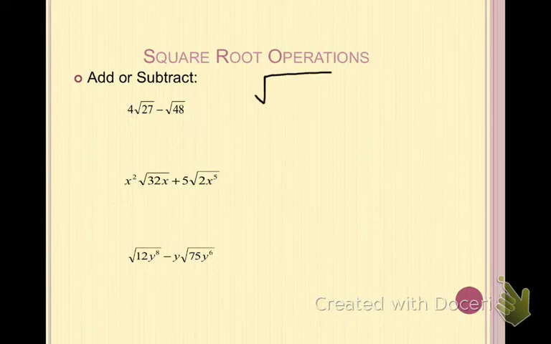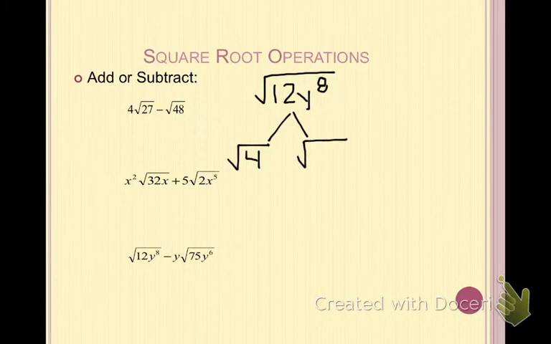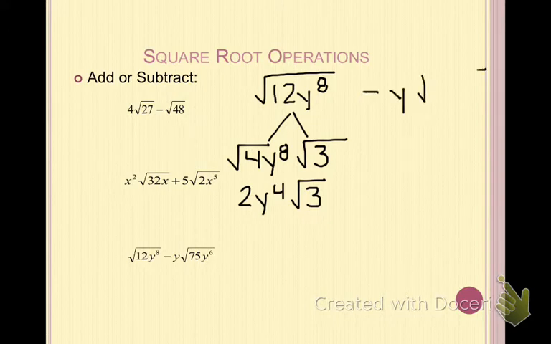So I have the square root of 12y to the 8th. In my good pile is going to go the square root of 4. In the trash is going to go the 3. Now y to the 8th is already an even exponent, so that whole thing's going over the good pile. And the square root of 4y to the 8th is 2y to the 4th, and what's in the trash stays in the trash.